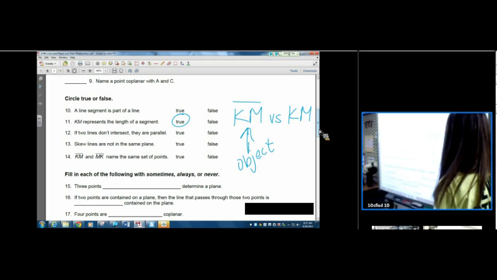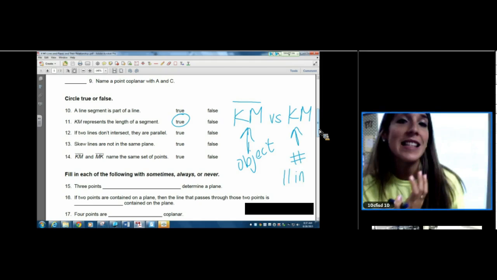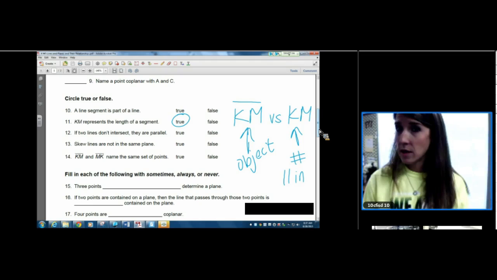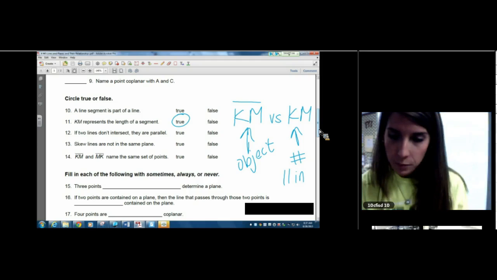This is a number, like 11 inches. That is the length. It's the distance or length of the segment. The distance between the points or the length of the segment. So that's why that one's true.